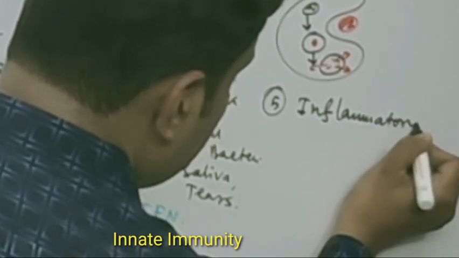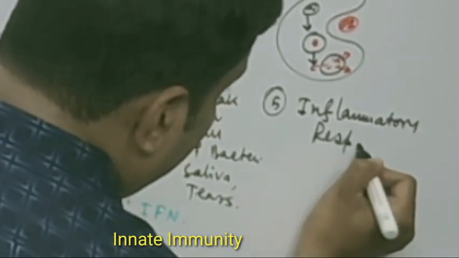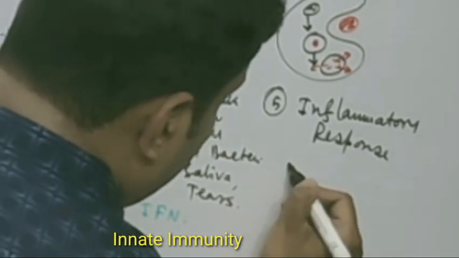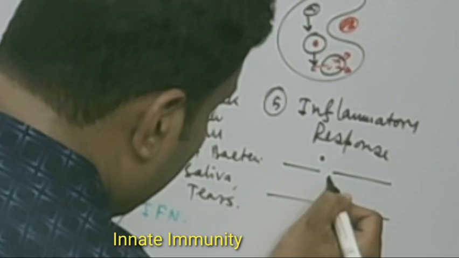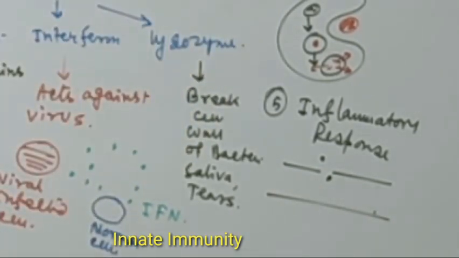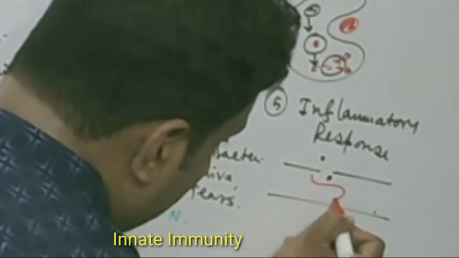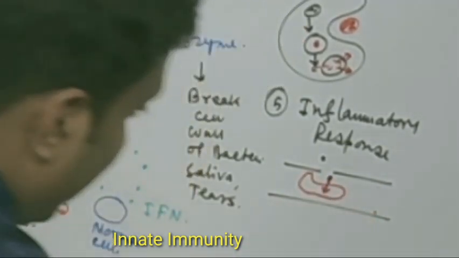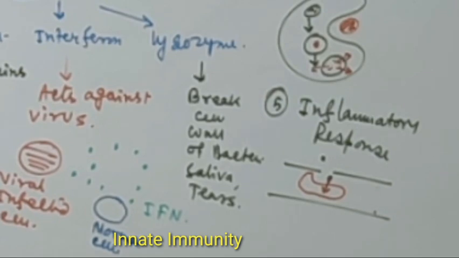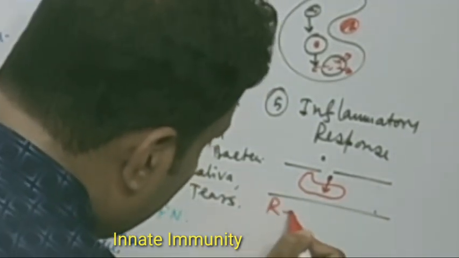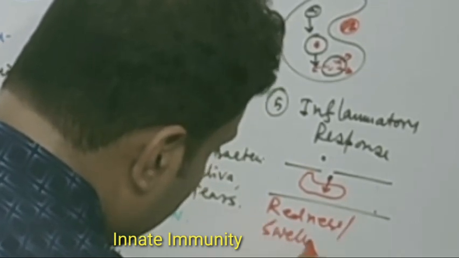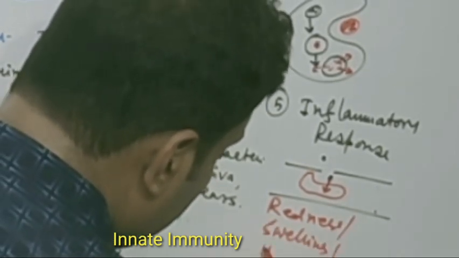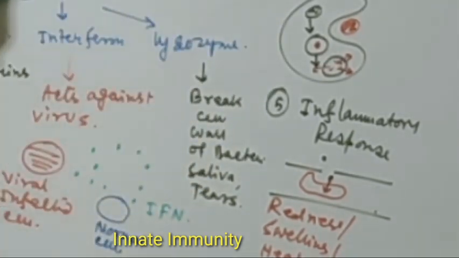Inflammatory response. When any pathogen enters into our body, suppose this is a wound, then from the blood vessels, many phagocytic cells come to this wound and they will engulf this pathogen. This is called the inflammatory response, and in the inflammatory response many symptoms, that is redness, swelling, and heat, will be seen.